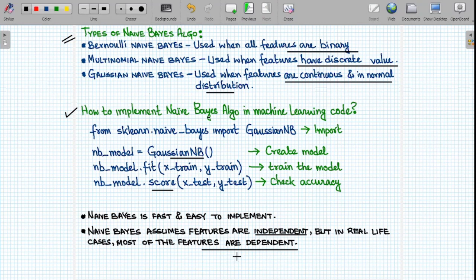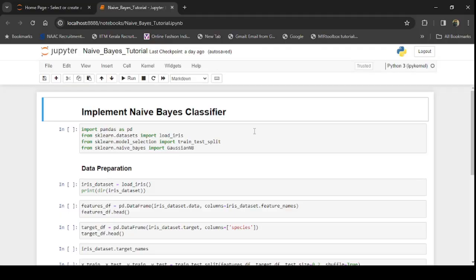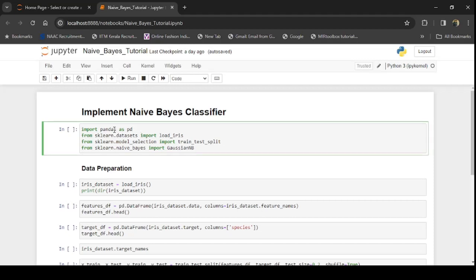Let's jump to Jupyter notebook and write some code in order to implement Gaussian Naive Bayes algorithm to solve a particular classification problem. In this notebook, we will be implementing Naive Bayes classifier to classify species of iris flower. We are importing pandas to perform data preparation step. We are importing iris dataset from sklearn sample dataset.